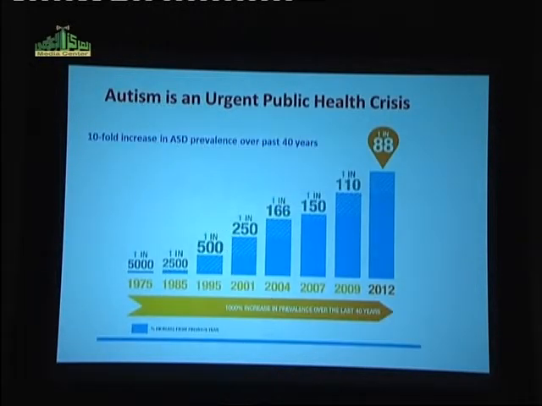Autism is an urgent public health crisis. As I mentioned, in North America now, and this is in both the United States and Canada, we see a diagnosis in roughly 1 in 88 newborns, and this increases in males because there's a significant gender bias in autism, roughly 4 to 1 male to female. Statistics from Asia are roughly the same.